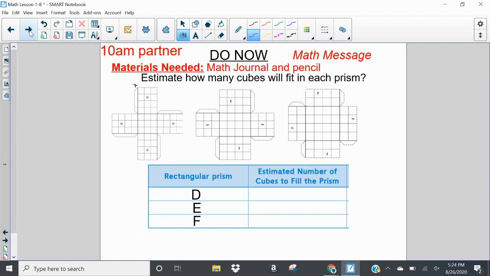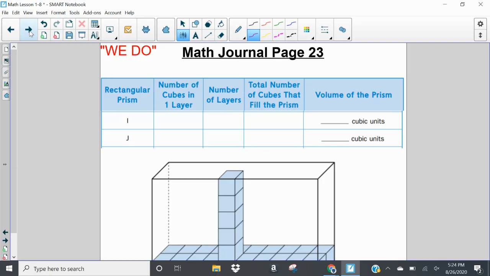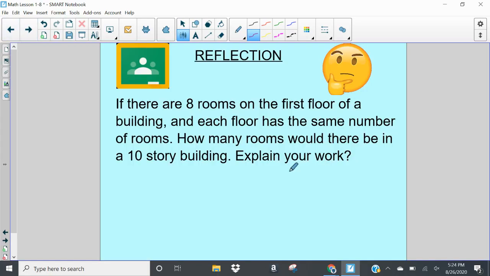Let's reflect a little bit today. Let's reflect. Here we go. If there are 8 rooms on the first floor of a building, and each floor has the same number of rooms, how many rooms would there be in a 10-story building? All right. Go ahead and think about that question. Maybe you already know it.